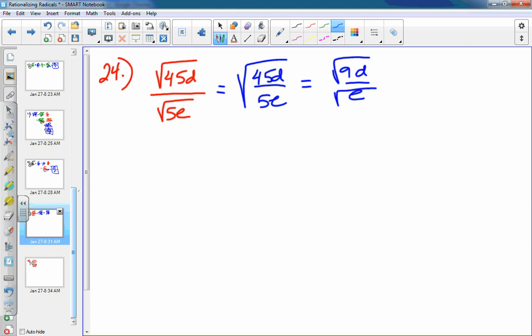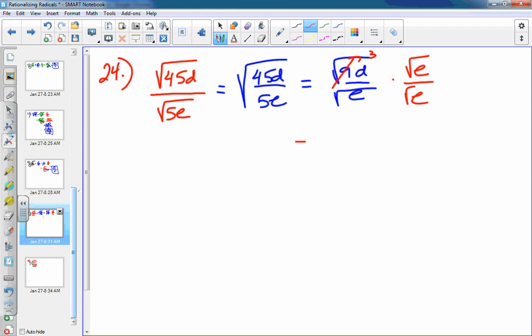But not only does the top need simplified, what do I need to do to the bottom? I need to rationalize it, right? There's currently only one e in the denominator. How many e's do I need? 2. Why do I need 2? Because I'm taking the square root, okay? I need to multiply by one more. So if I multiply by the square root of e over the square root of e, what is the square root of 9?